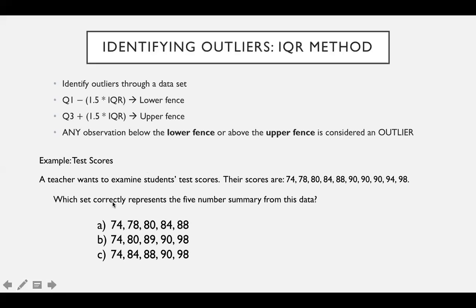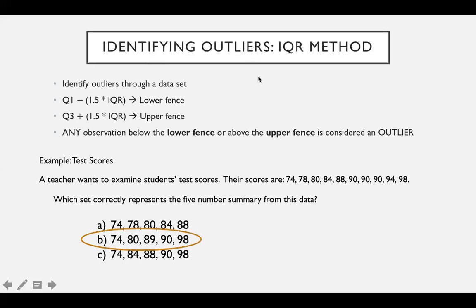So take a moment, look at the data. First, look at the data to find the 5-number summary. That'll make the options less overwhelming for you. So I'll go over that in a few seconds. All right, so if you didn't get your answer, you can pause it, but I'm going to go over the answer now. So the 5-number summary from this data is 74, 80, 89, 90, and 98, which is B.